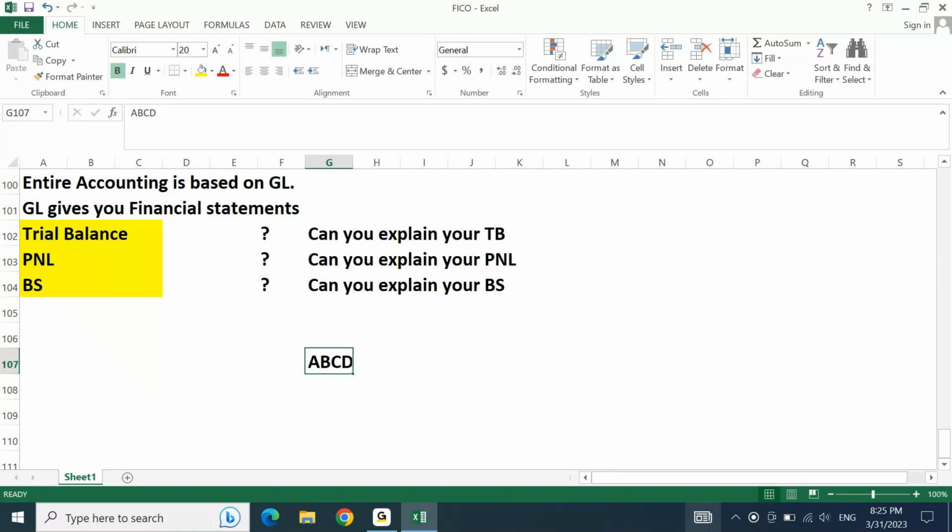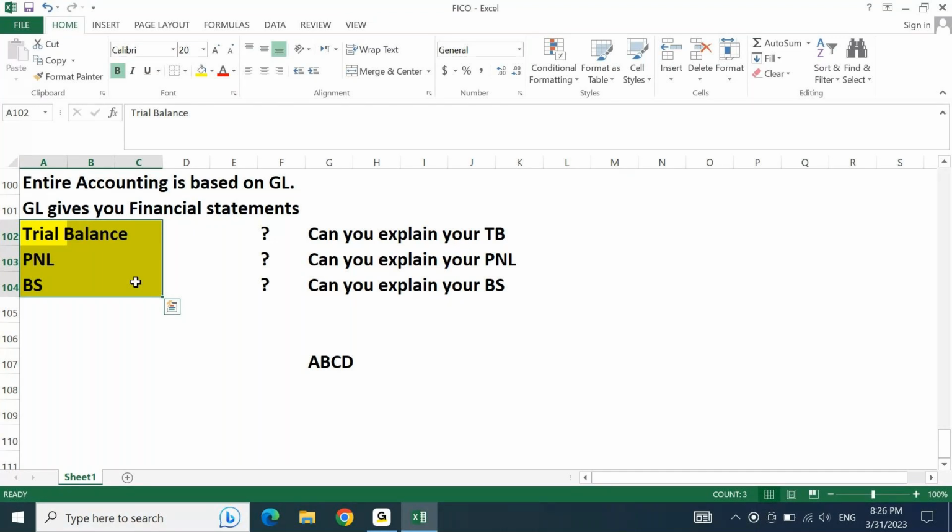Tomorrow, this is a common activity for every month in any organization, irrespective of the size, small or big. Agree? Is this correct? Yes, sir. Now, every month, your client will look for trial balance, P&L, balance sheet. If you are not aware how these are extracted from the system, how to understand this, nobody can help us. We will be helpless.